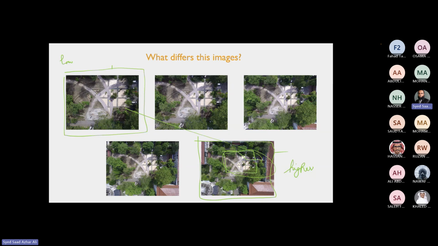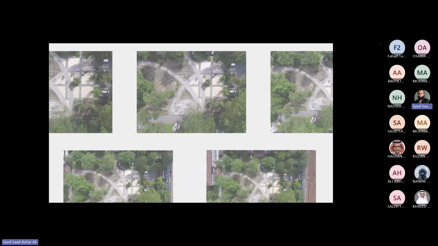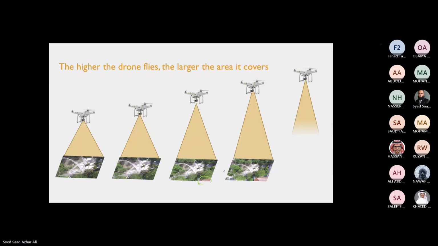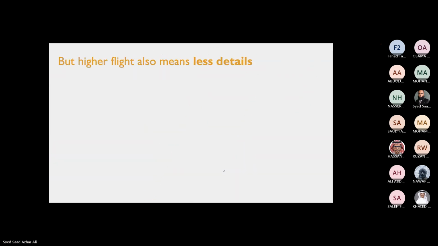Okay, in a way fair, but what is the cost? The cost is that higher flight also means less detail. Okay, it's very obvious. It doesn't have to be a camera, it is your eyes as well. In order to take a closer look and get more details, we have to get closer, right?